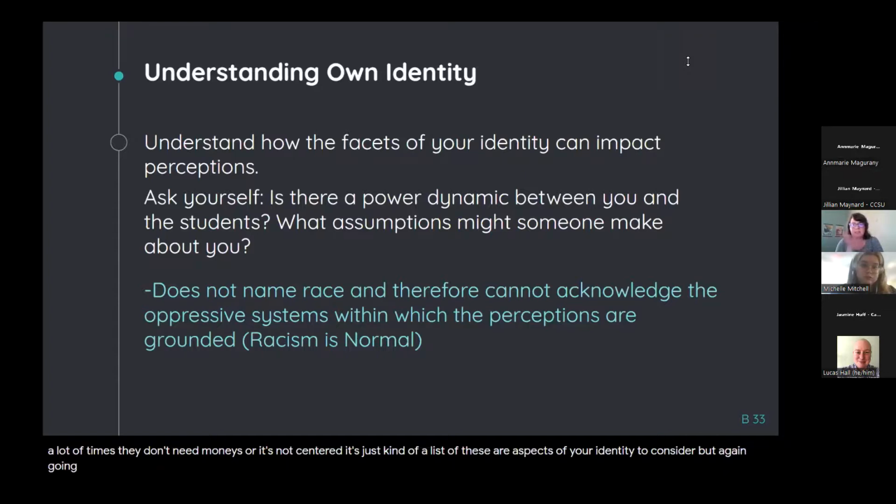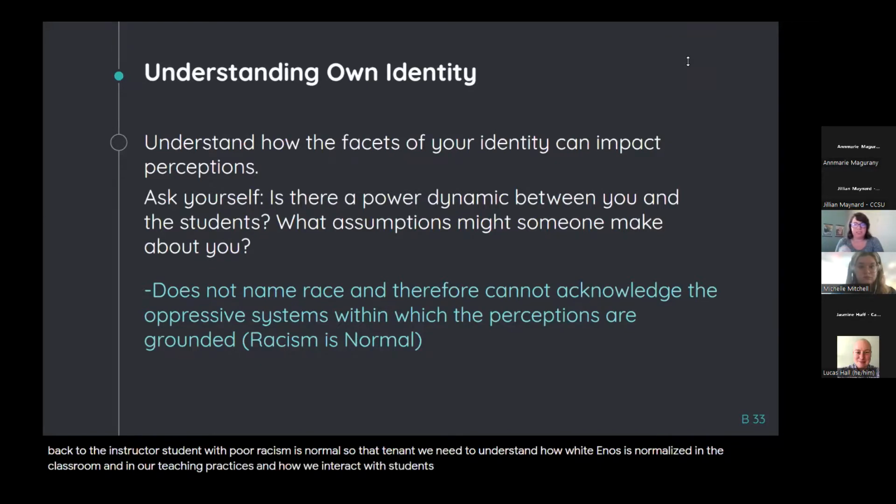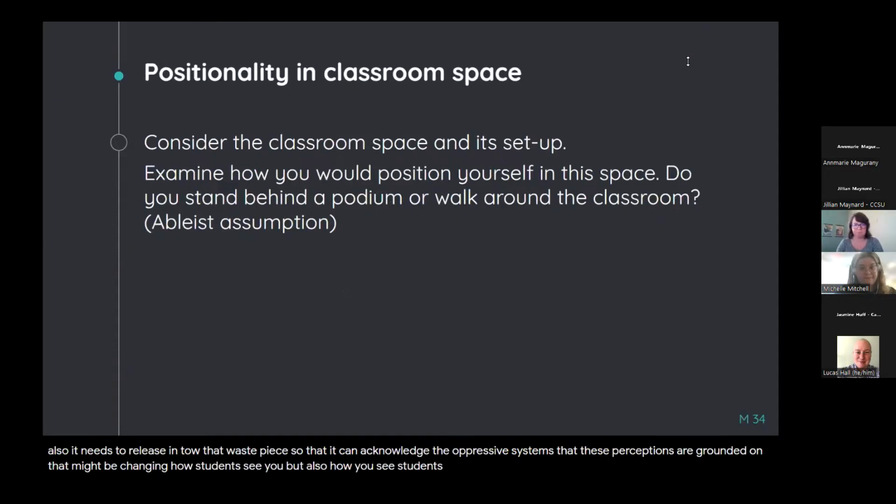But again, going back to the instructor-student rapport, racism is normal. So that tenet, we need to understand how whiteness is normalized in the classroom, in our teaching practices, and how we interact with students. So this is a critique of understanding your identity, to just say it needs to really center that race piece so that it can acknowledge the oppressive systems that these perceptions are grounded on, that might be changing how students see you, but also how you see students. Positionality in classroom space.